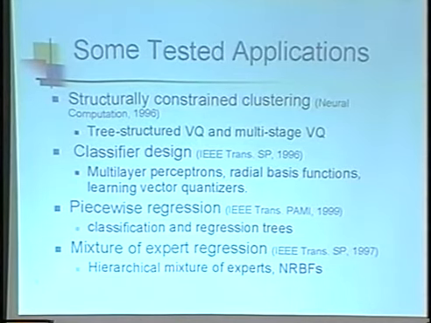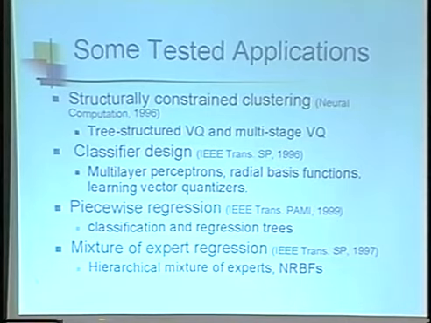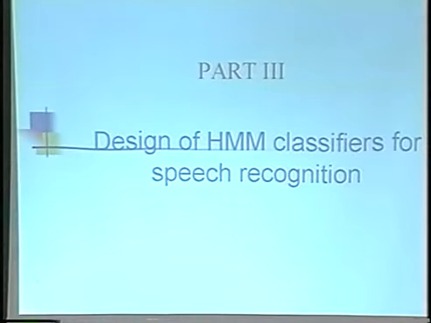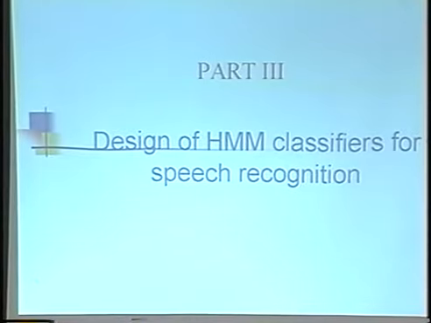Some tested applications, this just gives a summary of things we've done. Structurally constrained clustering, tree-structured VQ, multi-stage VQ, classifier design with all these guys, multi-layer perceptron, radial basis functions, learning vector quantizers, piecewise regression, classification and regression trees, or the competing method, mixture of experts regression, hierarchical mixture of experts, normalized radial basis functions. All these things have been done in different papers. And now we're ready to jump into the HMMs.